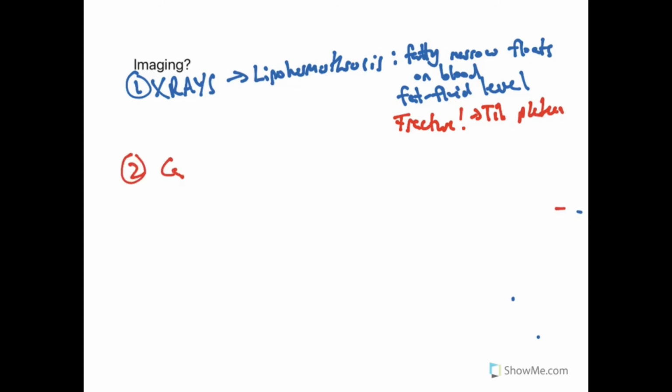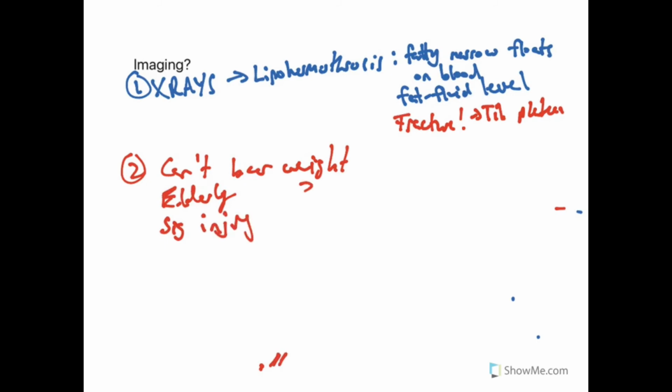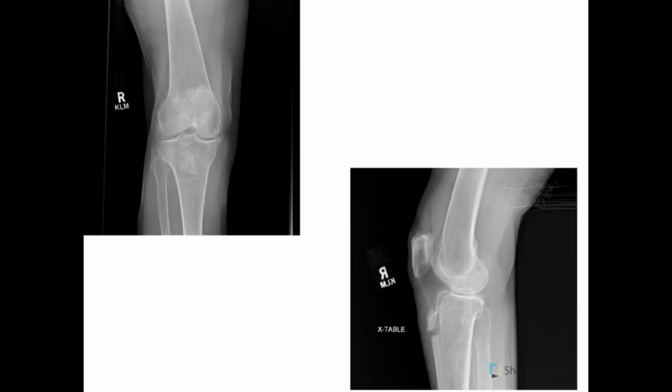If the x-rays are negative and they cannot bear weight, and especially if they're elderly, if they have a significant mechanism, you've got to think about doing a CT scan because knee fractures can be occult on x-ray.